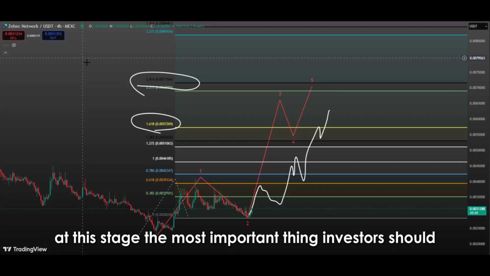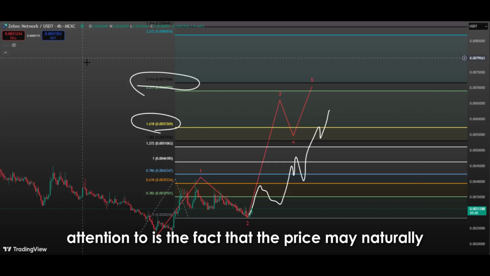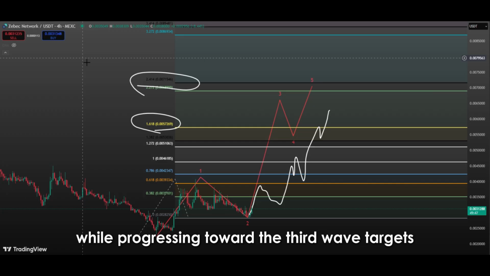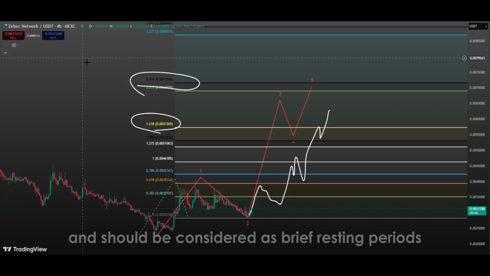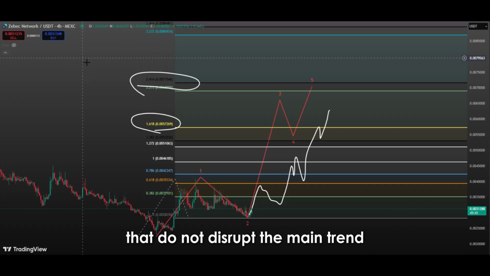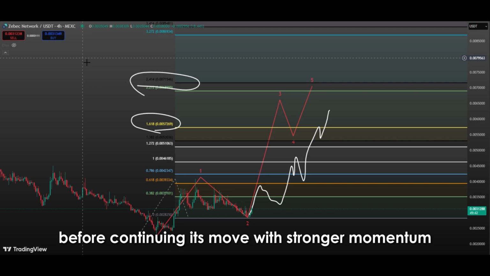At this stage, the most important thing investors should pay attention to is the fact that the price may naturally experience some corrections while progressing toward the 3rd wave targets. These corrections are necessary for the healthy progress of the technical structure and should be considered as brief resting periods that do not disrupt the main trend. During these short pullbacks, the price often returns to test previously broken resistances before continuing its move with stronger momentum.